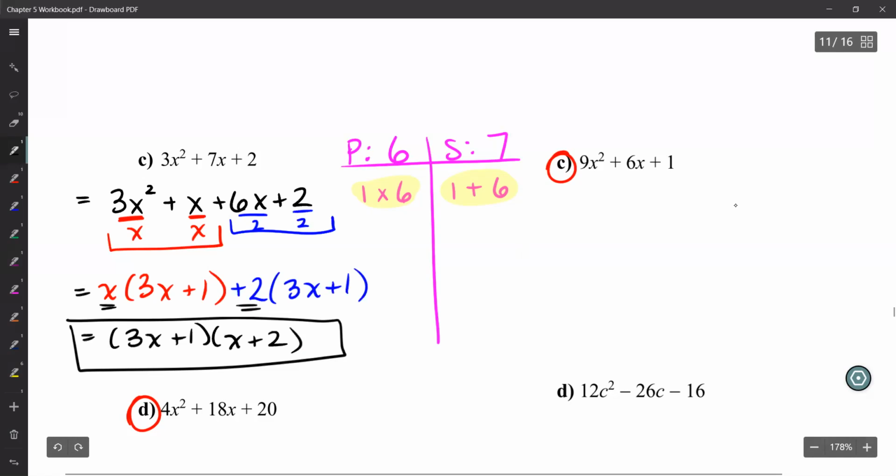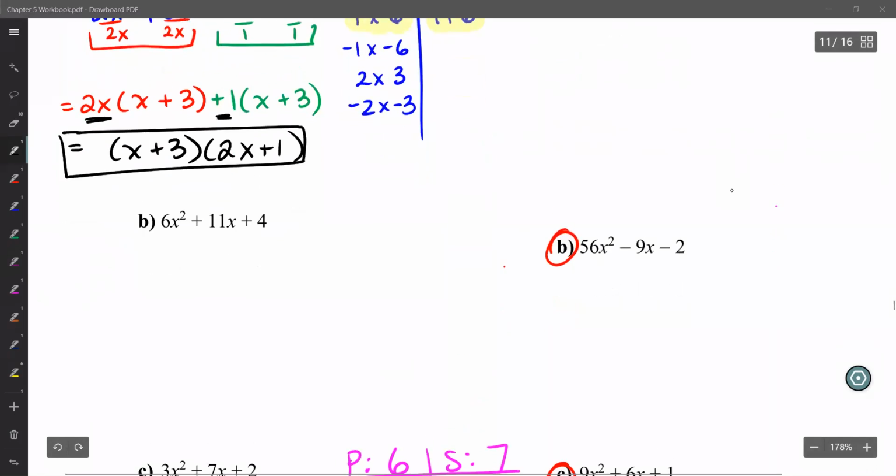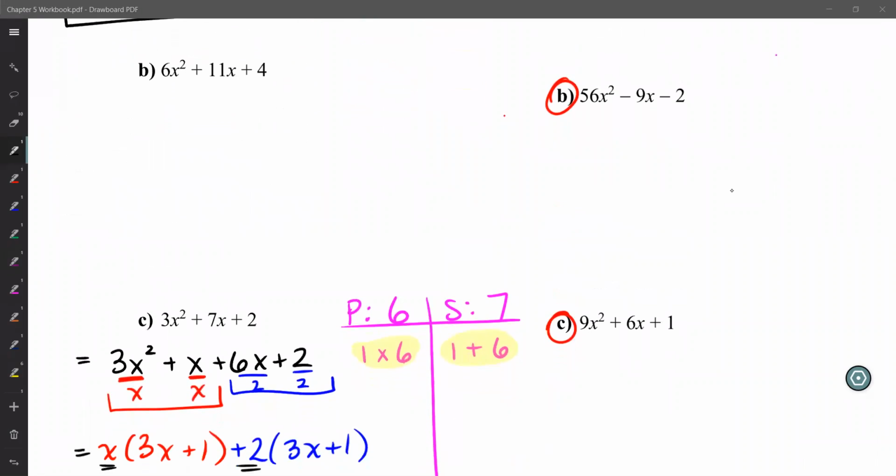Is that good, Cam? Very much, thank you. Okay, no problem. So I have questions from 2B and C, so let's take a look at those. Who can take us through 2B?